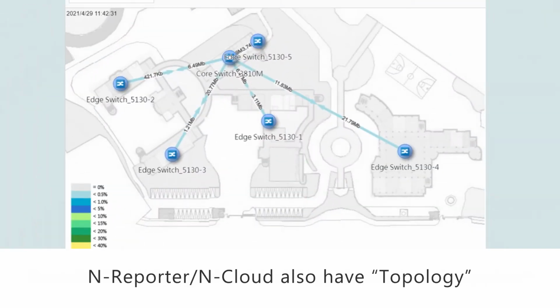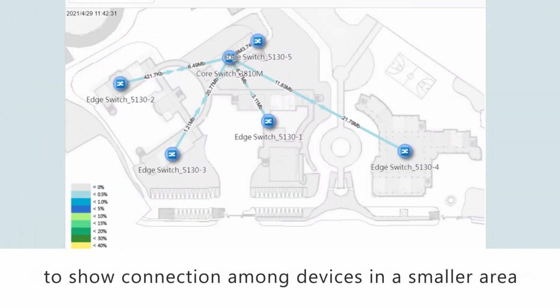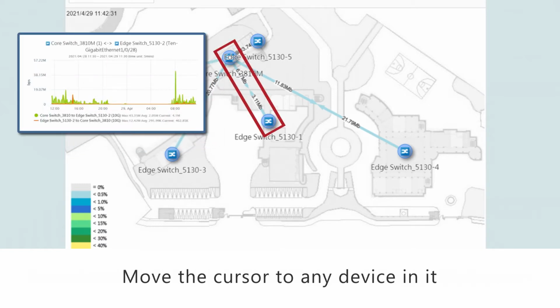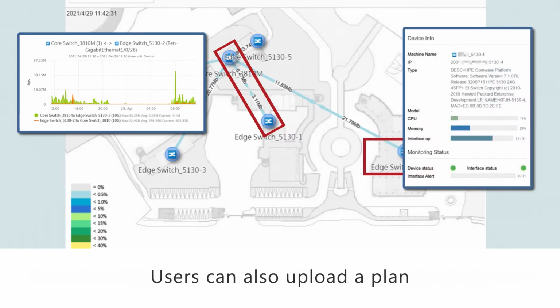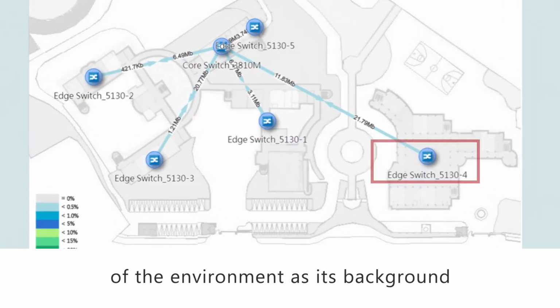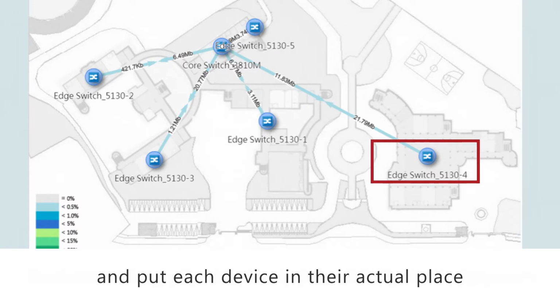Besides showing all devices in device tree view, nReporter and nCloud also have topology to show connection among devices in a smaller area. Move the cursor to any device in it to check its hardware status and traffic chart. Users can also upload a plan of the environment as its background and put each device in their actual place.